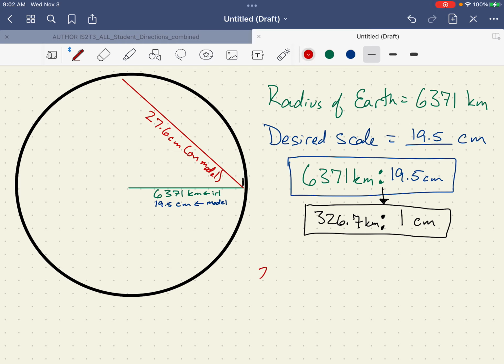My calculation is going to be the 27.6 centimeters on the model, and I'm going to multiply that by one of those two ratios. Since it's the same ratio, it doesn't matter which ratio I use. In terms of rounding, it is better to use your original scale. So I can literally take that, and I'm going to put it so that my units cancel. Let me show you what I mean by that. I'm going to put my 6,371 kilometers on top, my 19.5 centimeters on bottom. I do that because a centimeter divided by a centimeter cancels itself out, and what I end up with as my final answer is going to be kilometers.